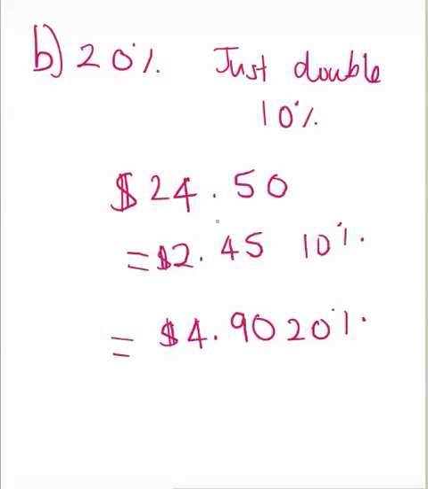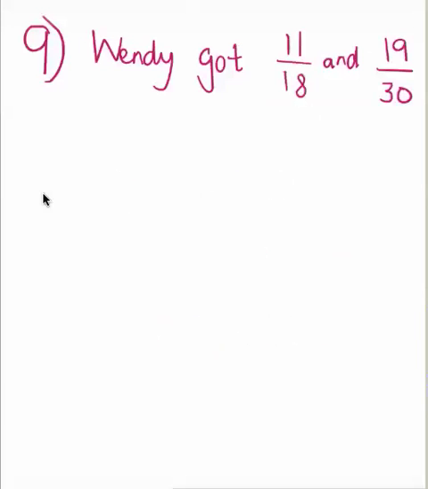So 20% of $24.50 is $4.90 because I first found 10% by moving the decimal back one place, which was $2.45. Then I just doubled this. Okay, and that's it. Now, question 9, it tells us that Wendy got 11 out of 18 for her first spelling test and 19 out of 30 for her second spelling test. And then it asks which test gave her the best percentage.